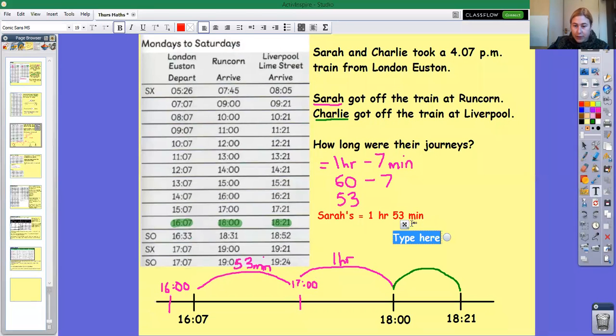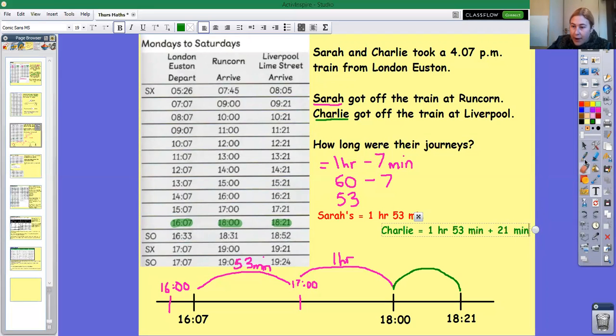So I might just do some writing here so we can see Charlie's journey. I'll write it in green. So this is Charlie. So his journey is 1 hour and 53 minutes. But he's also adding 21 minutes. Ooh, can't see that so well. I might move it down here. Okay.